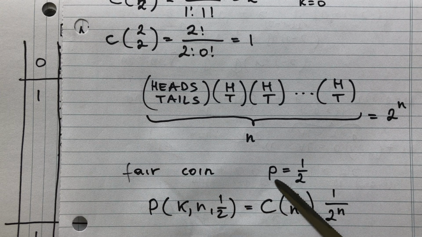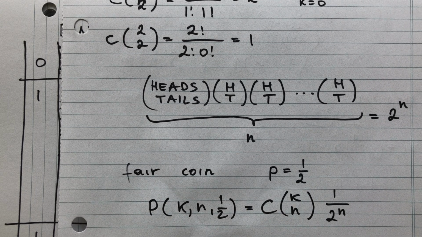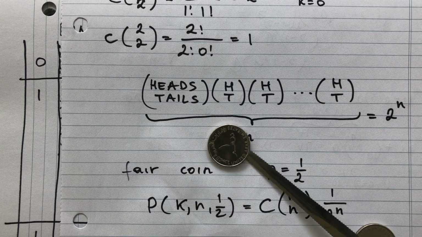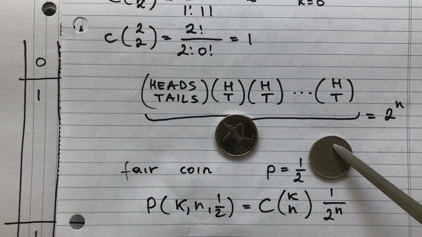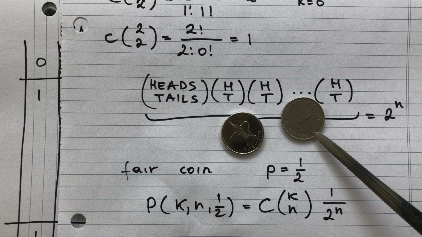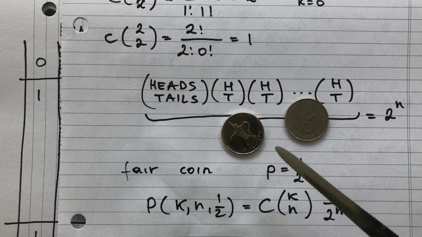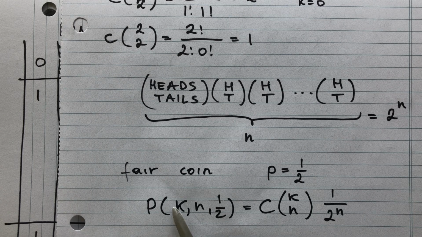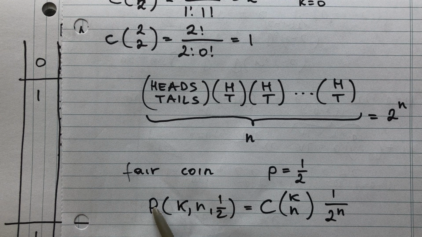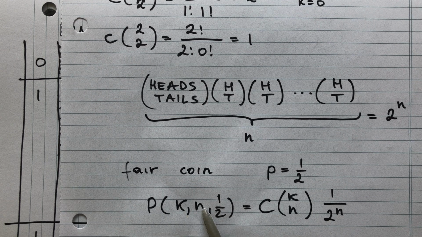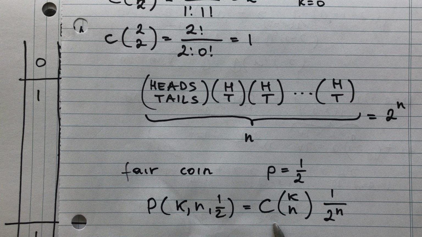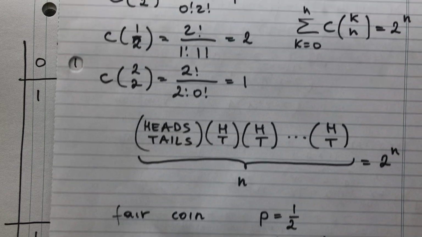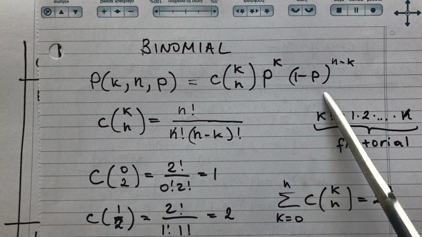If it's a fair coin, the probability of heads is 50% and probability of tails is 50%, so p is equal to 1/2. Then this formula for the probability of an outcome of k heads out of n trials works out to be what? This binomial coefficient divided by 2 to the power n. It's very easy to see if you plug it into this formula.